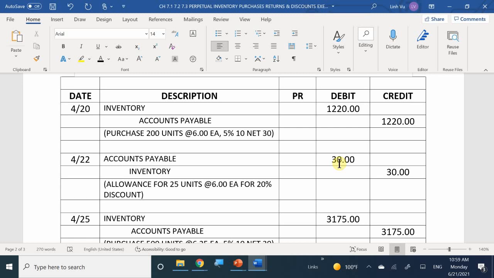$1,190. But take a look at this. Did I make my discount period or terms? Yes, I did. So in this case, how am I going to calculate my 5% discount?